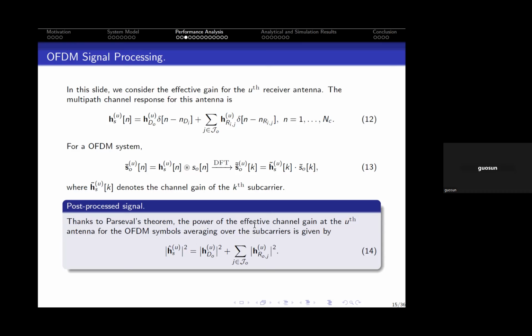But the result says, because of the Parseval theorem, the power of the effective channel gain for each antenna, by demodulating the OFDM symbols, will be the sum of individual channel taps. We see here, this HD is the direct channel taps. This is the channel taps from all the reflecting, from all the RISs.